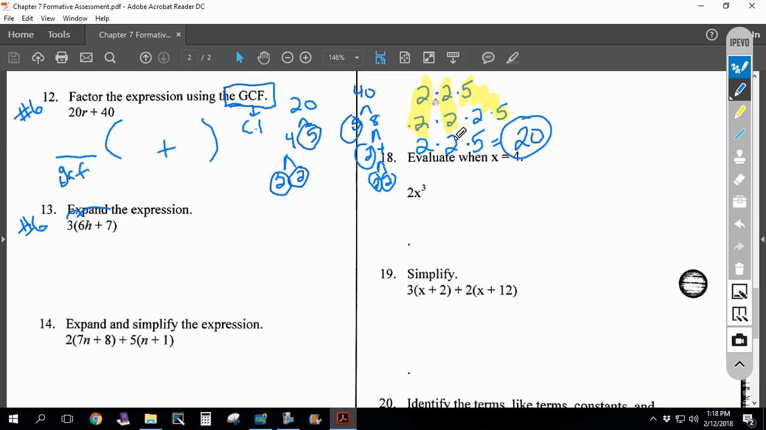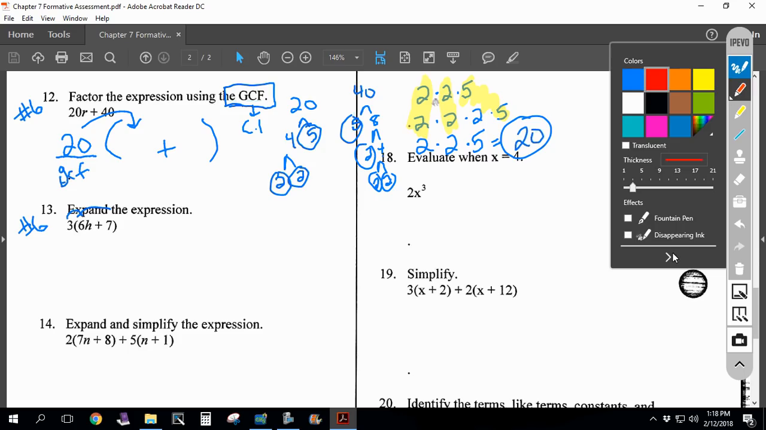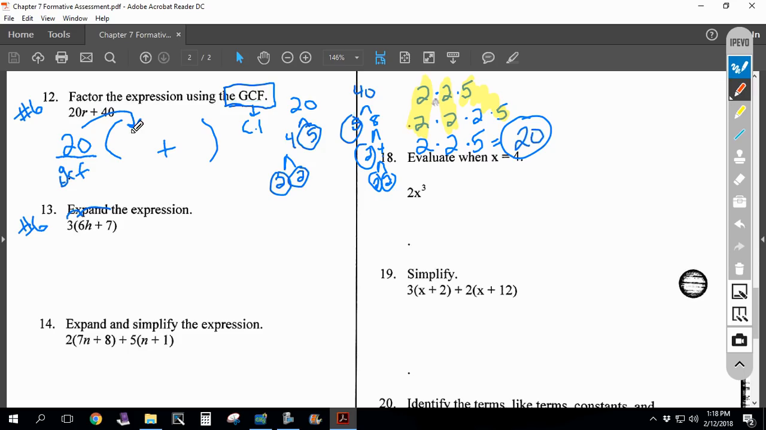So we know the GCF goes there, and that's 20. And then we ask ourselves, 20 times what would give us 20R? Well, if you put 1, that's wrong. That's the mistake a lot of people make, because 20 times 1 isn't 20R. It's 20, but it's not 20R. There's a difference. The next thing I will not accept is 1R. That is not how we write 1R. There's only one way we can write 1R, and that's just to write R all by itself.